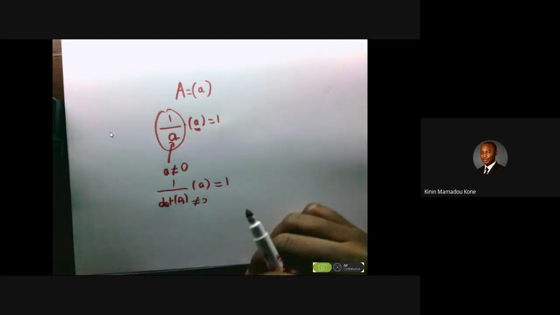So for a matrix to be non-singular, there needs to exist a value called the determinant, and that determinant should not be equal to 0.